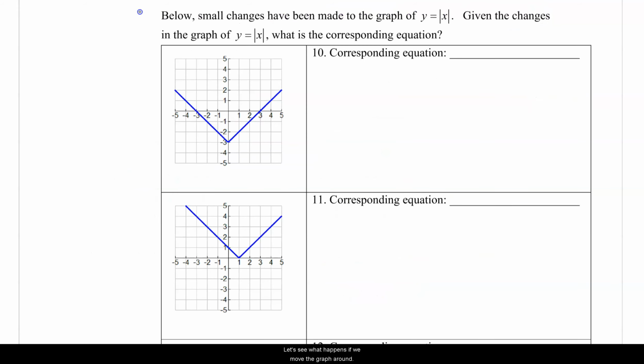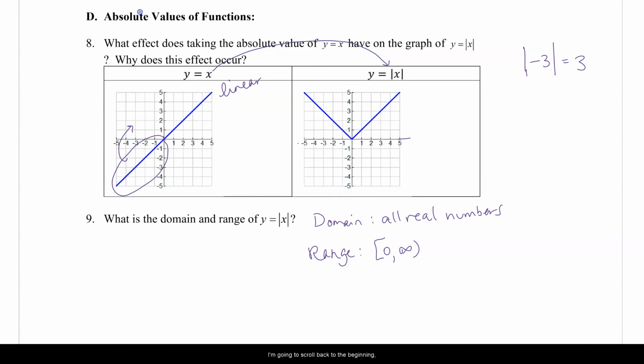Let's see what happens if we move the graph around. So here we have our absolute value function, and in the original one, this corner is called a vertex. I'm going to scroll back to the beginning. This vertex here is at the origin, 0, 0. So one good way to tell how a graph is shifted is by grabbing important features on the graph and seeing how they got moved. So we're going to pay attention to this vertex at 0, 0 and see if we can backtrack.